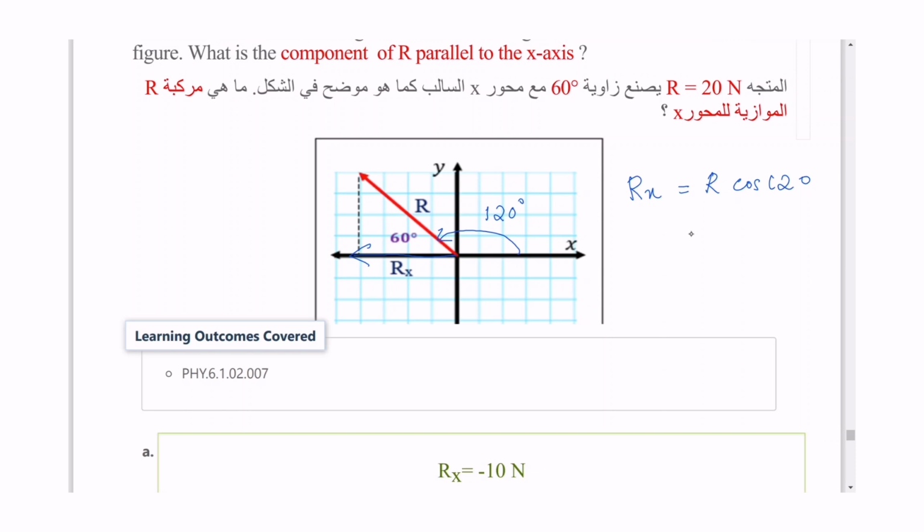So R cos 120, that is the x component, and the value of R is given here, 20 Newton. So 20 multiplied by cos 120, that equals negative 10. So negative 10 is the value of the x component.